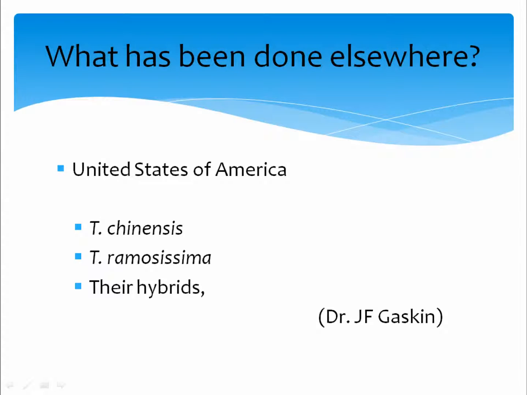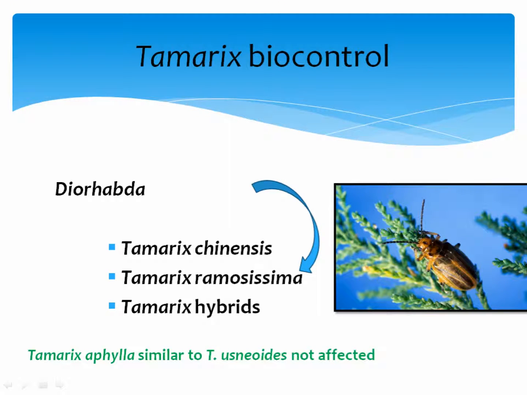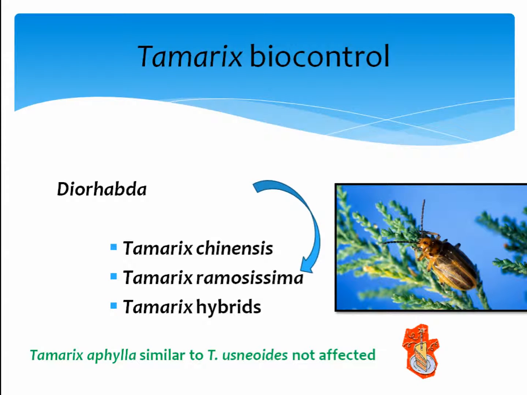Just looking at what has been done elsewhere, Dr. John Gaskin has fingerprinted Tamarix in the invasion in the United States, and he's found that the invasion there is mainly chinensis, ramosissima, and their hybrids. Biocontrol has already been taking place in the United States, and the leaf beetles have been introduced to control the species. They've also got Tamarix aphylla, which is exotic there, and it's very similar to our indigenous species here, but it hasn't been affected by any of the beetles which are controlling the others over there. So that is just a piece of cake information that we get out of that.